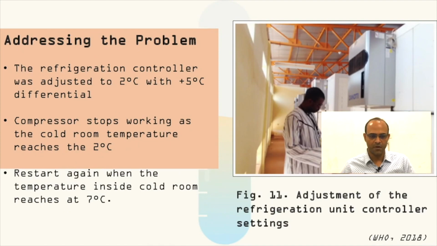Now how to address these problems? The first option is that you can adjust the refrigeration controller to 2 with a differential of plus 5 degrees Celsius. So the compressor stops working as the temperature of the cold room reaches 2 degrees Celsius, and it restarts again when the temperature inside the cold room reaches 7 degrees Celsius. Now, once the problem is identified, these are the issues that we can address, and this is as per WHO 2018 guidelines.